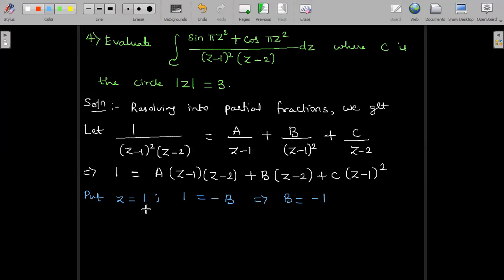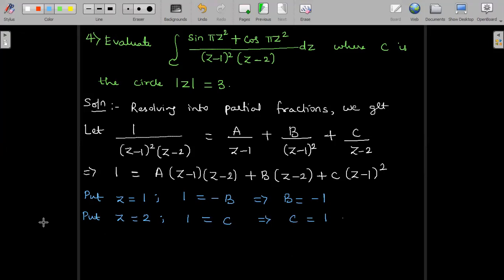Similarly, when I put z is equal to 2, a vanishes, b vanishes, I can get the answer for c. So we get 1 is equal to c into 2 minus 1, 2 minus 1 is 1, 1 square is 1. So that is same as writing c is equal to 1. Now we can go with the default values, that is z equal to 0, or equate the coefficient of highest degree on both sides.